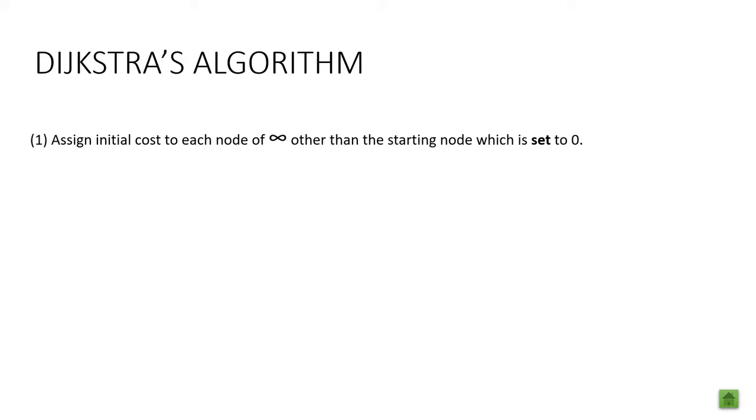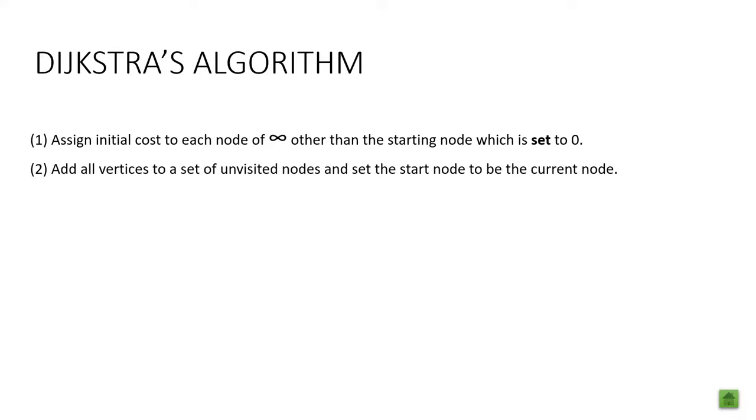So remember the algorithm. We take our graph, which is nodes, and it has edges connected to each node. The first thing we do is we assign initial costs to each of the nodes. So we assign the infinity symbol to all the other nodes, and then we set the starting node to zero. We add all the vertices to a set of unvisited nodes because we've not been to those nodes yet, and we set the start node to be the current node. This will all make sense when I show you the image in a second.